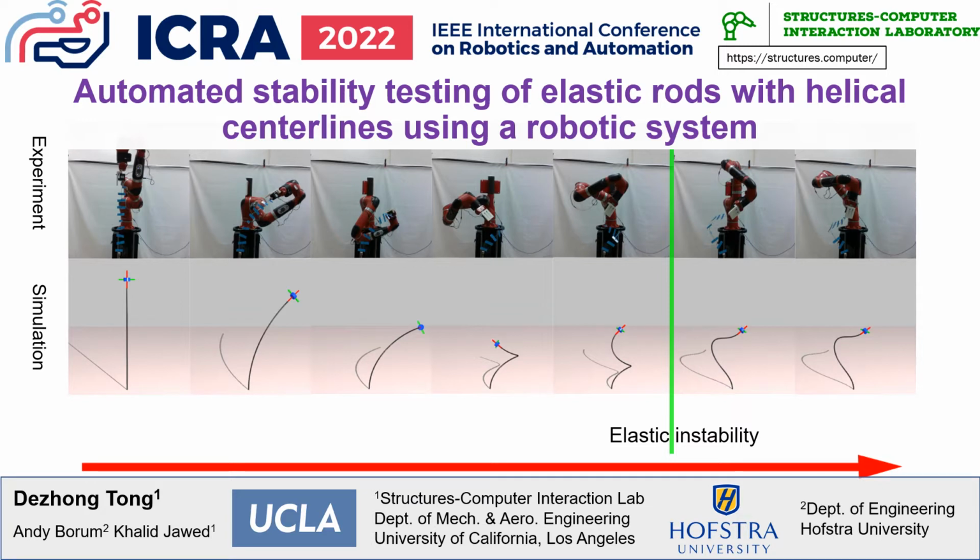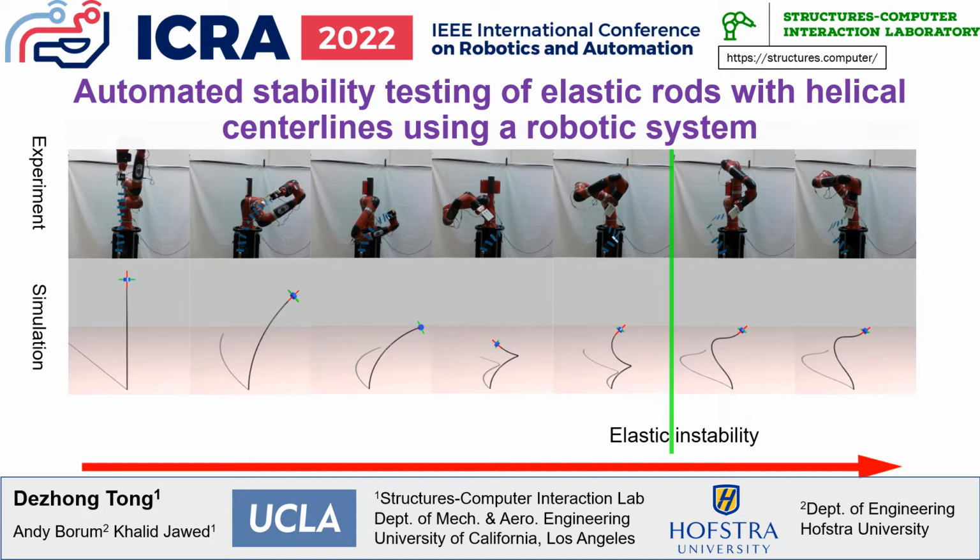Today I will discuss automated stability testing of elastic rods with helical centerlines using a robotic system. This figure shows a robot manipulating an elastic rod to become different helical shapes. Not all helical shapes are stable. When elastic instability occurs, the rod will buckle to a non-helical shape.